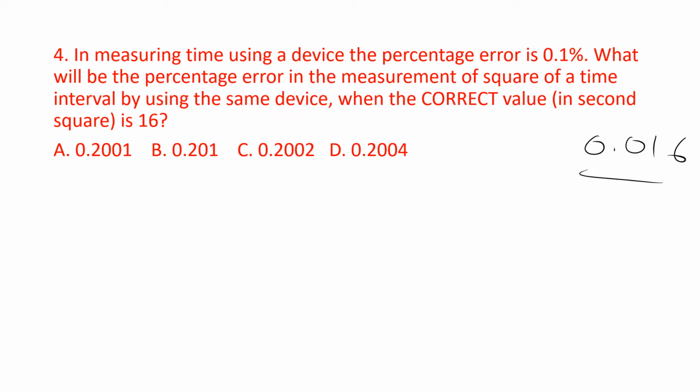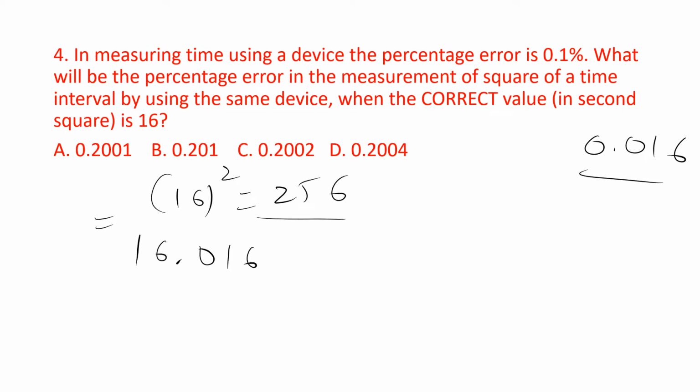Now we need to find the percentage error. 16 square, the square of the time interval, is equal to 256, which is the correct value, but we get 16.016. The error is always plus or minus, but let's take an addition, 16.016 whole square, and for this you can use your calculator.